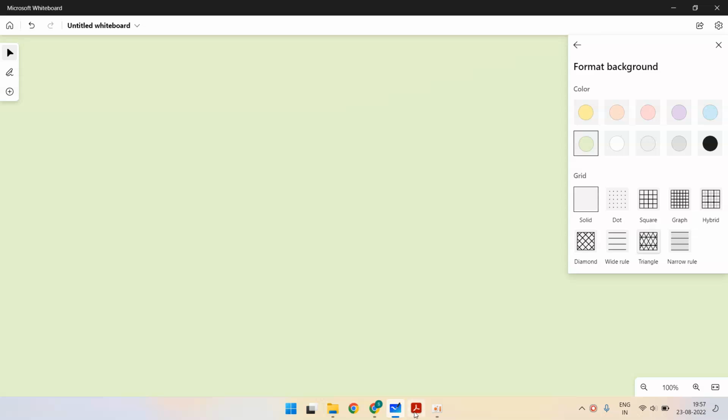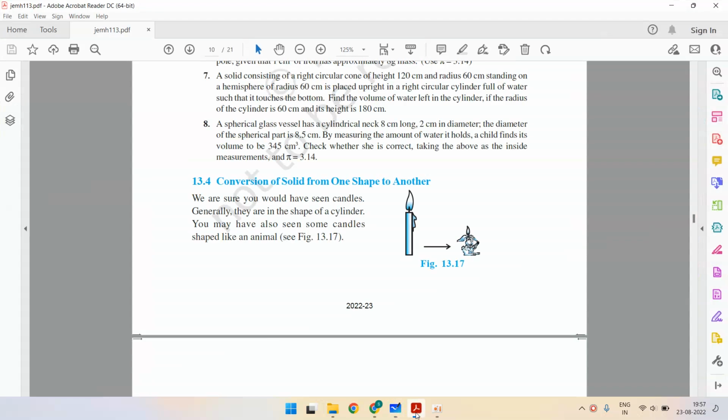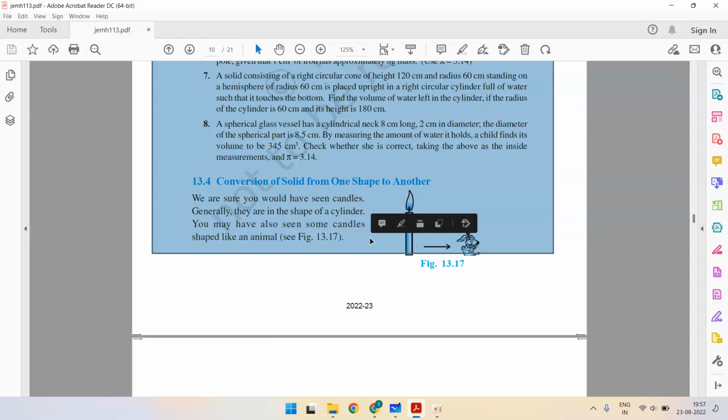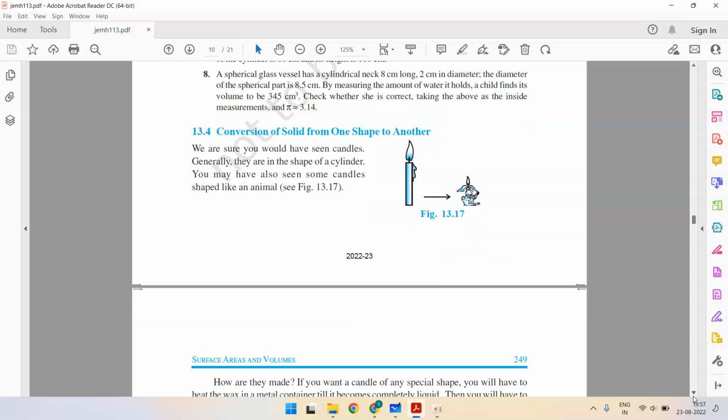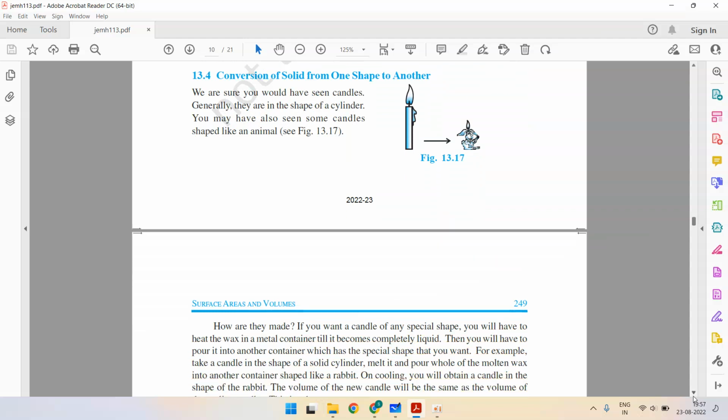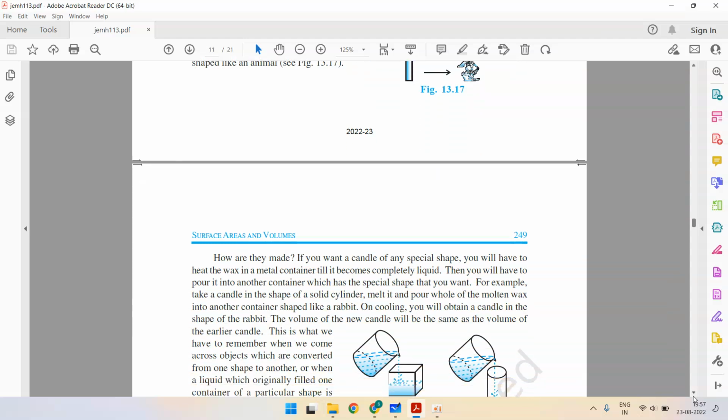Good morning, students. In the last lecture, we completed up till question number 8. Now we are going to start this topic, conversion of solid from one shape to another. We have studied that during conversion of one shape to another, the volume of the solid remains the same.